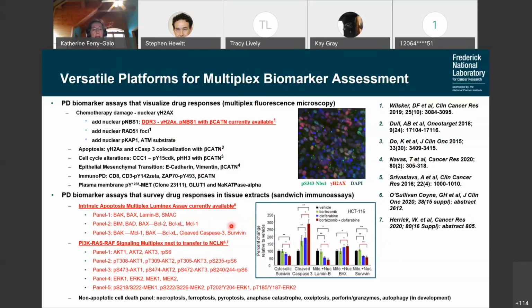For the Luminex assays, we currently have an intrinsic apoptosis multiplex assay available to be applied for through that resource. And we do have approval, and we're in the process of beginning to move several panels. The intrinsic apoptosis is currently available. And the PI3 kinase and RAS-RAF signaling multiplexes, which are constituted by 5 panels, we have just begun to take the steps to transfer those methods to the NCLN laboratory to make those available.